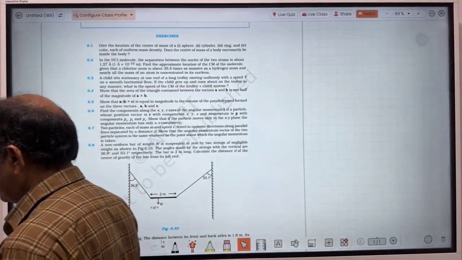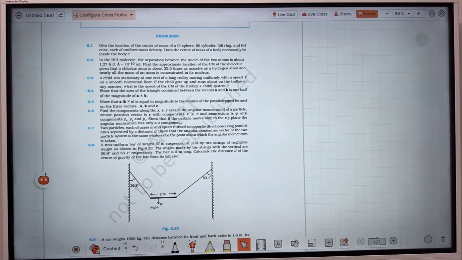Next question says, just read the question. Show that A dot B cross C is equal in magnitude to the volume of the parallelepiped formed on the three vectors A, B, C.